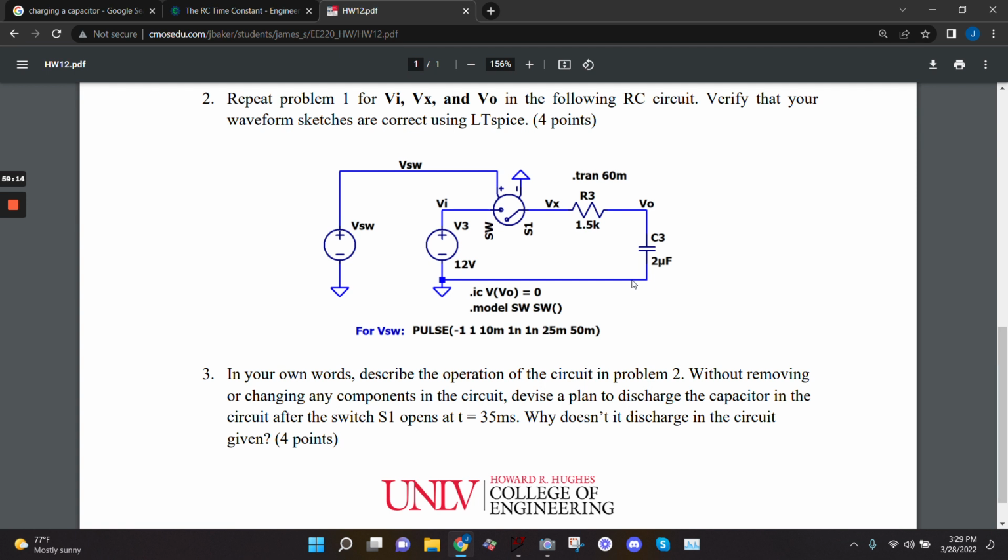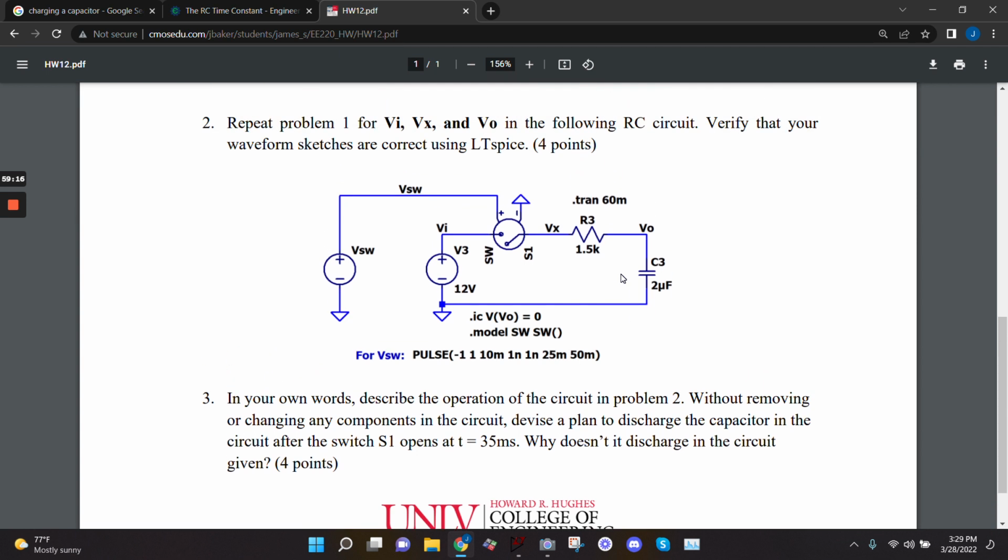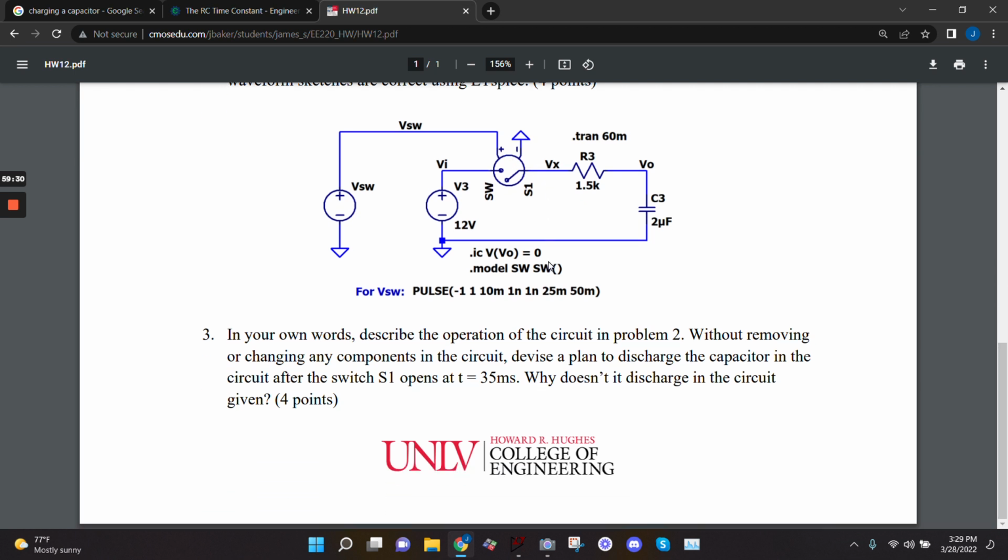But what you'll notice is that in this circuit, the switch is basically open initially, right? And then it's going to close so that the capacitor charges, and then it's going to open back up. And I ask you, in your own words, to describe the operation of the circuit. So what I'm expecting is for you to say what I just said, but in detail. Like, initially the switch is open, this is the state of the circuit. After the switch closes, this is what's taking place. Discuss what's happening in the same way that I would.